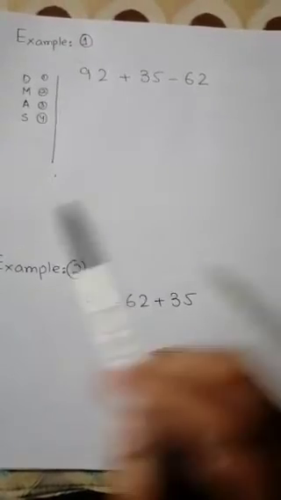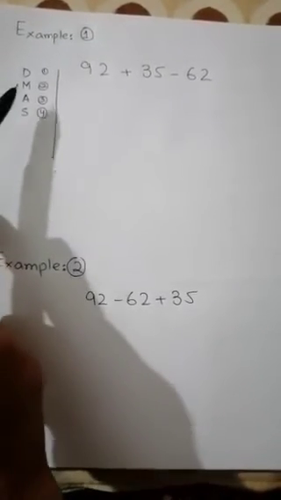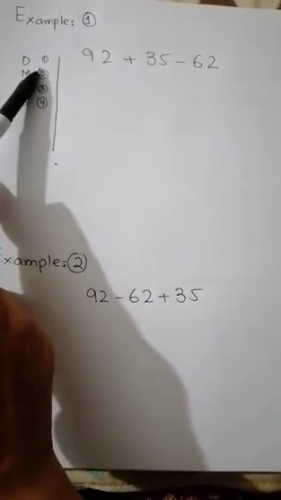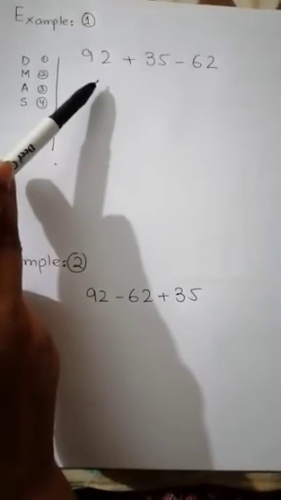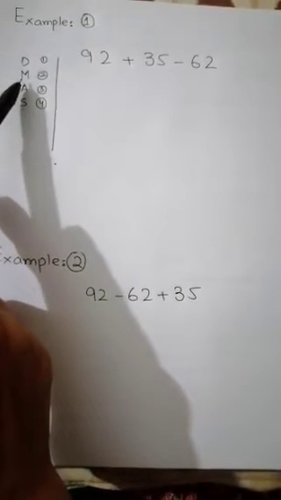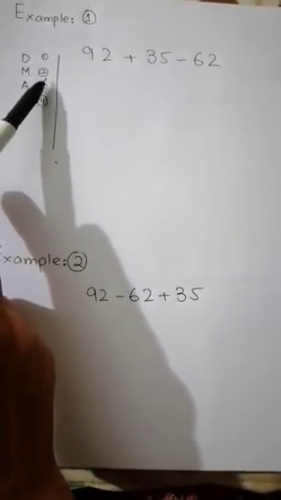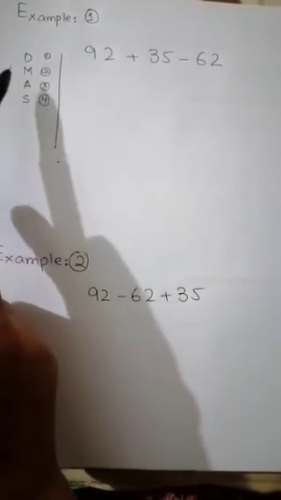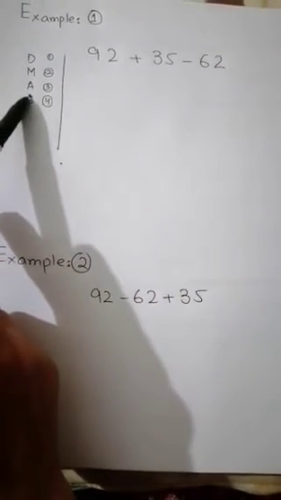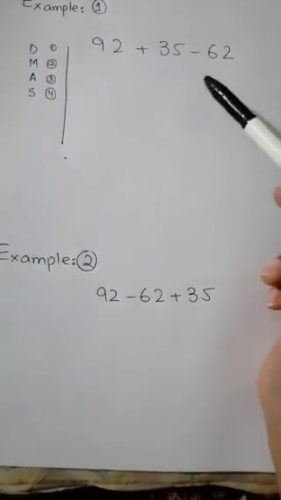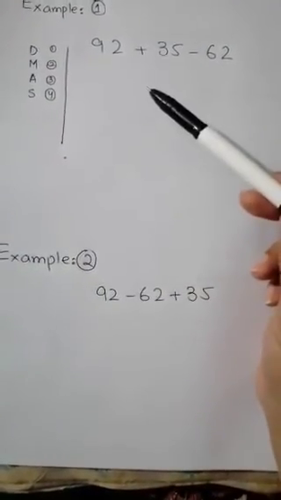So if we remember the DMAS rule, here I mentioned on this side. Firstly we have to solve division, but we don't have division in this question, so we will skip this step. Then we have multiplication, we don't have multiplication in this sum also, so we will skip this step also. Then we have addition, so yes, we have addition in this question. So firstly we will solve the addition.